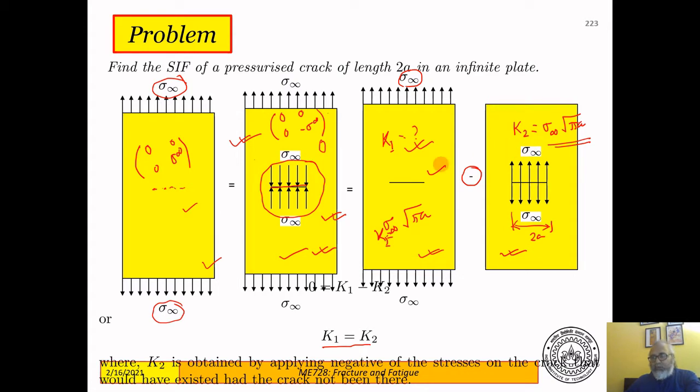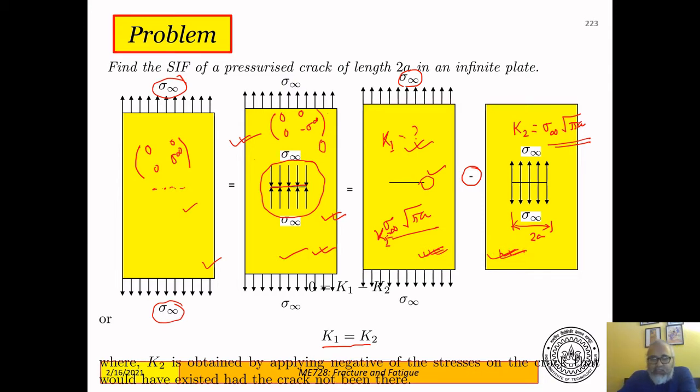This problem and this problem actually have the same stress intensity factors, though obviously they don't have the same stress fields all over the body. The stress fields are different. Here the stress fields die down to zero as you reach the boundary. Here the stress fields tend to sigma infinity as you reach the boundary. So the stress fields are not the same. But when you look at the stress field close to the crack, then both these stress fields are governed by the same stress intensity factor, which is sigma infinity root pi a. So the stress intensity factors in these two cases are the same.